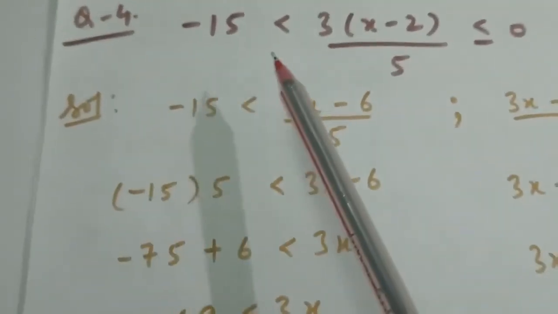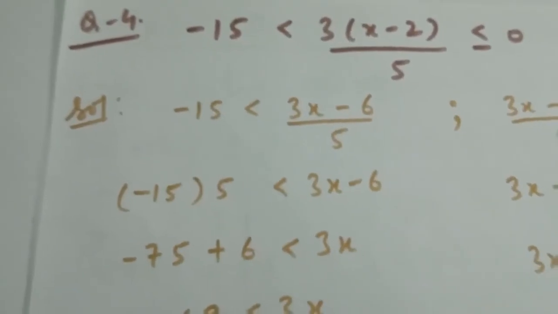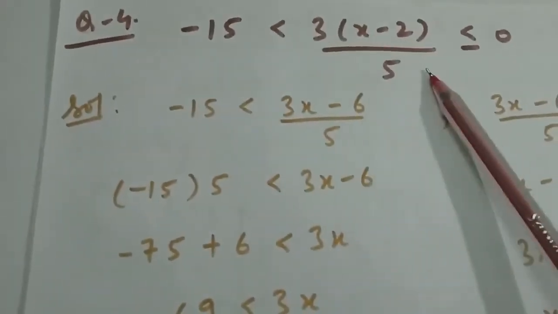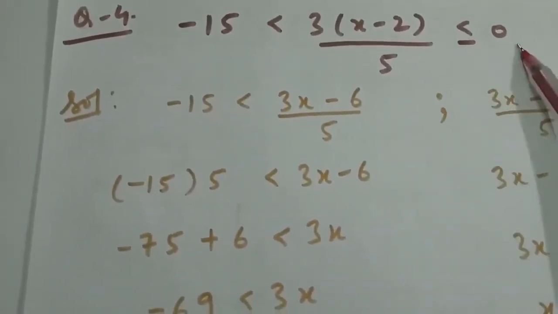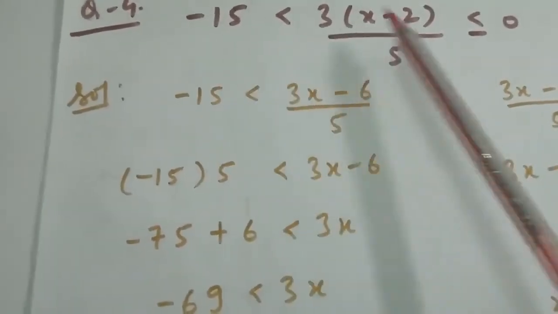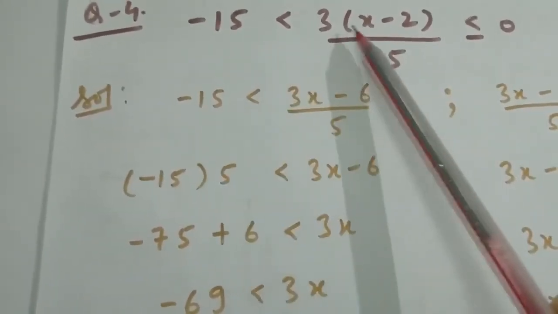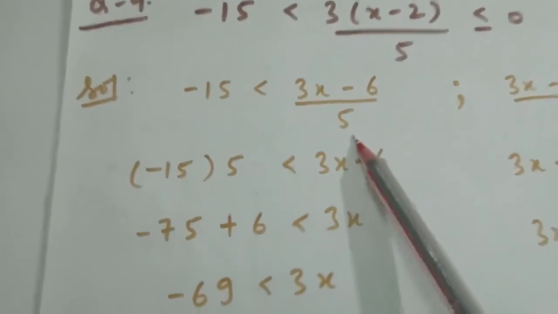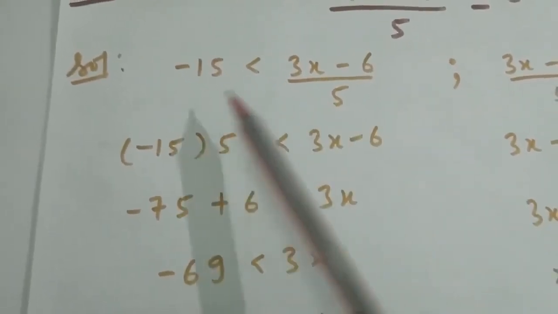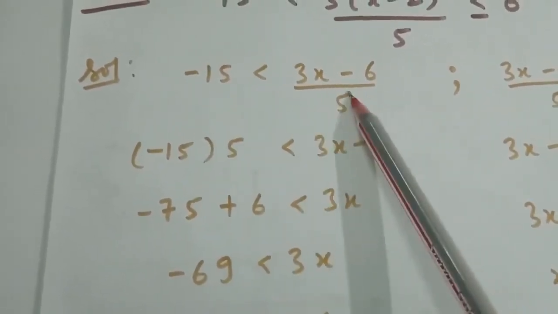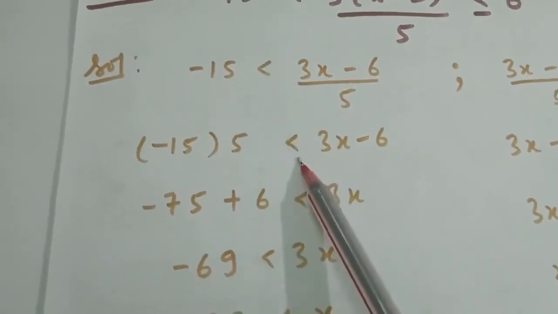Next is question number 4. −15 < 3(x − 2)/5 ≤ 0. So first of all, we will take this part only. Multiplying 3, 3x − 6 upon 5. Now multiplying both sides by 5. 5 is a positive number, so the inequality will not change.